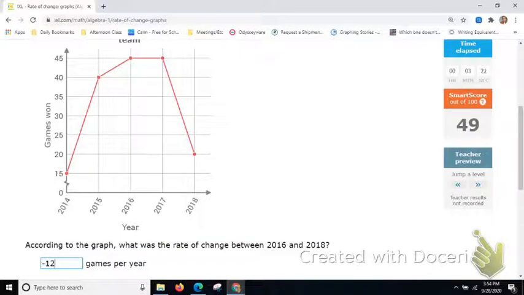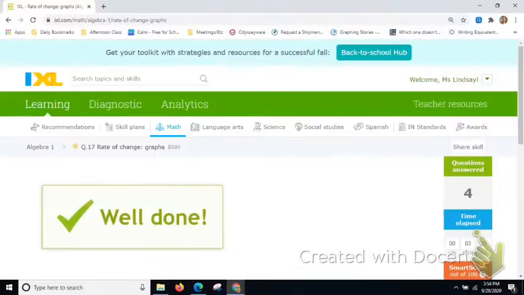Negative 12.5. So if the later date is lower than the earlier date, then you should see that your rate of change is negative.